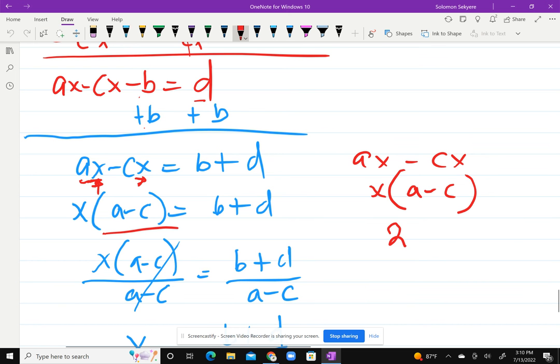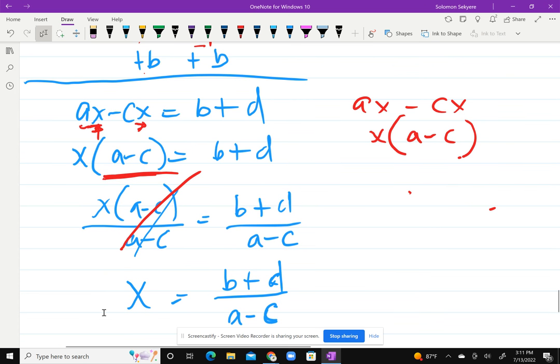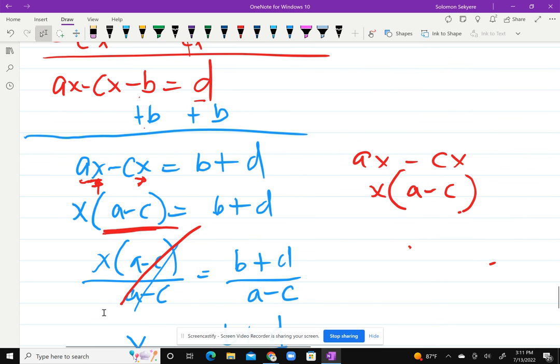It's just like if I have 2x equals b plus d. How do I find my x? I divide by 2. So I'm going to divide both sides by whatever is multiplying my x, and this is a minus c. I divide it on both sides. And then what happens here? That goes away. My x equals b plus d over a minus c. That's your answer.